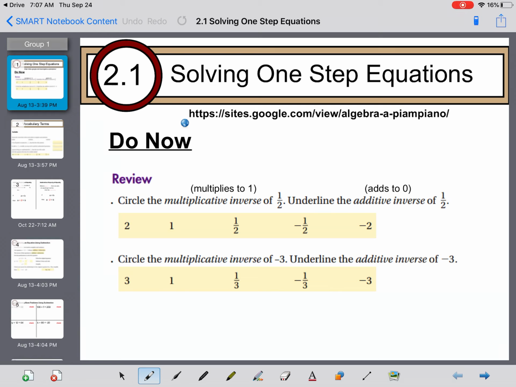The do now wants you to circle the multiplicative inverse of 1/2, and I identified that as the number that makes 1/2 multiplied to 1. Well, that would be 2. It says underline the additive inverse of 1/2, which means that it adds to 0. Well, 1/2 plus a negative 1/2 would make 0. Oops, I want you to underline.